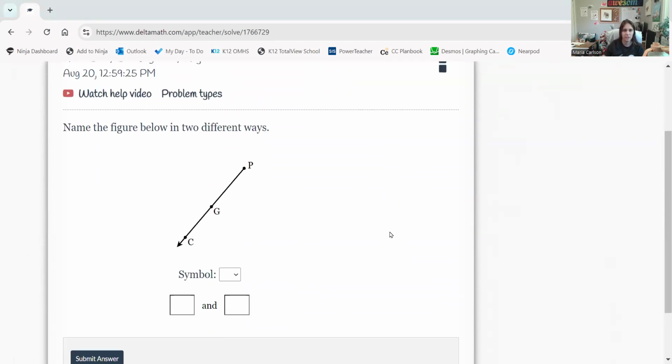Okay, let's name this figure in 2 different ways. So this figure is not a line segment, although I see one endpoint here. We do have an arrow on the other end, closer to C. So P is an endpoint, C has the arrow going through it, towards it in the opposite direction. So this is a ray. Rays we will always name using either the right-facing arrow or the left-facing arrow. It can be done either way.